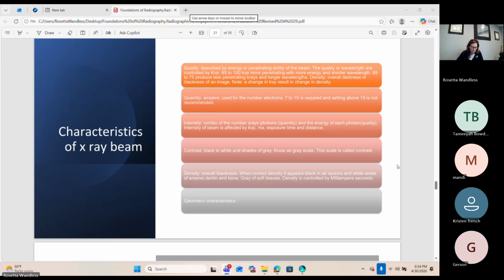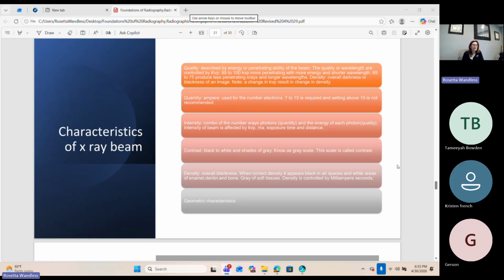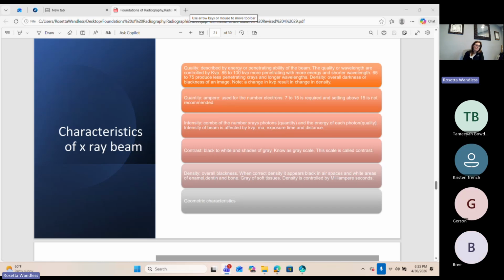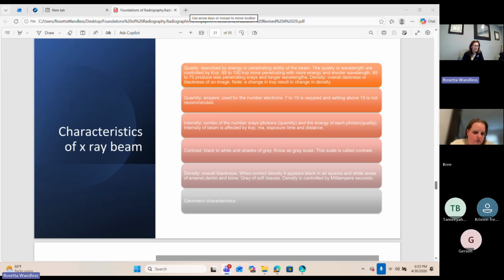So the next characteristic is quantity. Our quantity is measured by amperes, oh, milliamperes, your mA. We talked about that. So the quantity, the milliamperage, is going to equate to the number of electrons that are in everything.